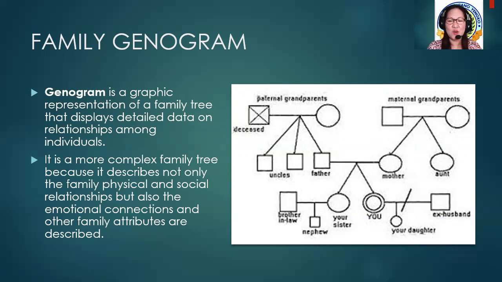Kasi ang alam lang natin, common na pag sinabing illustrate a family, gagawa tayo ng family tree. This is another way of illustrating the structure of our family that displays detailed data on relationships among individuals. So mas detalyado po ang family genogram sa paggawa ng family tree. And it is a more complex family tree because it describes not only the family's physical and social relationships, but also the emotional connections and other family attributes. Later malalaman nyo bakit mas detalyado siya, bakit makikita yung aspect ng physical, social, and emotional connections.